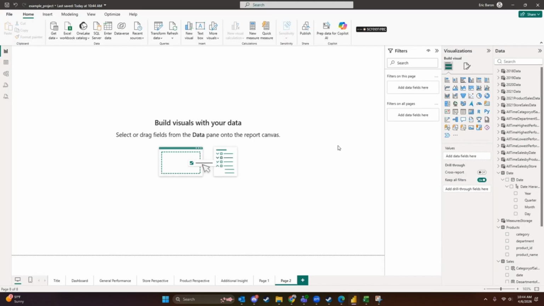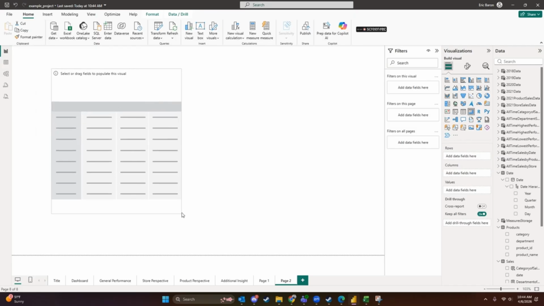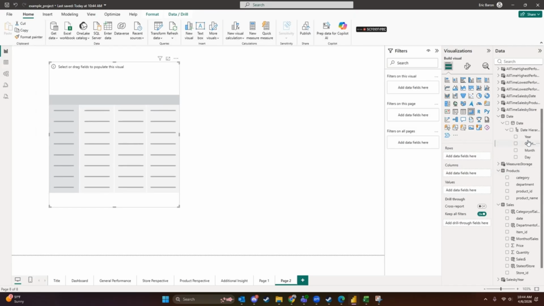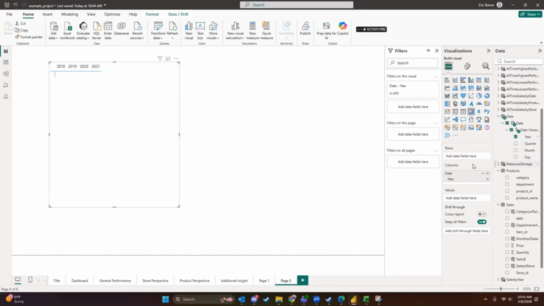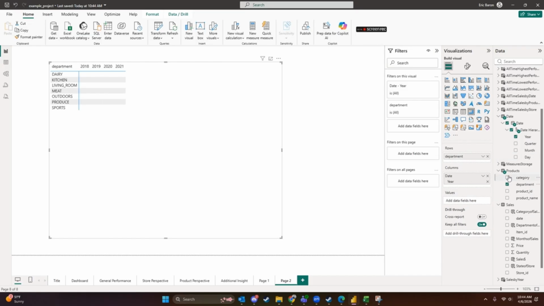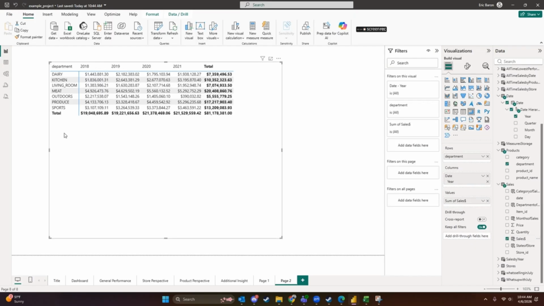Okay, so I'm going to open this and I just want to see a trend of sales by department. I guess let's start out. And I want to see this by year, which is our trend. And I want to see the department and I want to see sales. Okay, so dairy trending pretty well. Kitchen actually trending really well. Living room doing okay. Meat pretty stable.